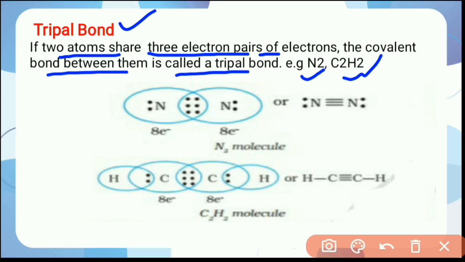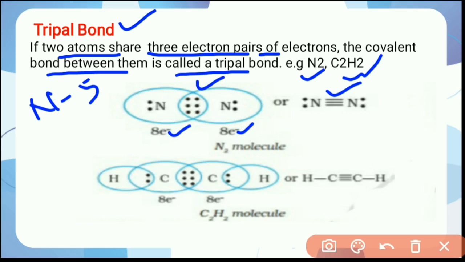In the nitrogen N2 molecule, each nitrogen has 5 valence shell electrons. For completing 8 electrons, it requires 3 more electrons. So both nitrogen atoms mutually share 3 pairs of electrons and form a triple bond, and complete their 8 electrons.